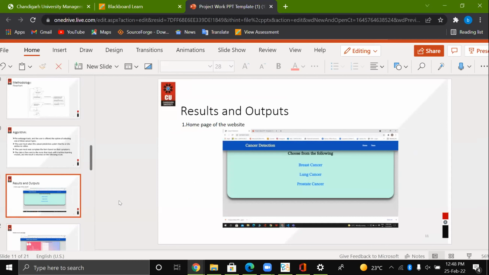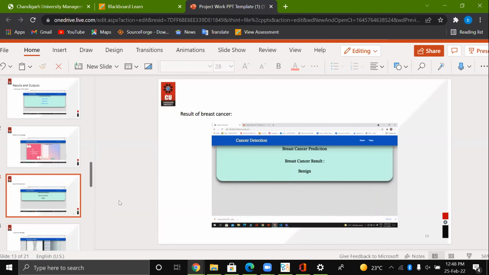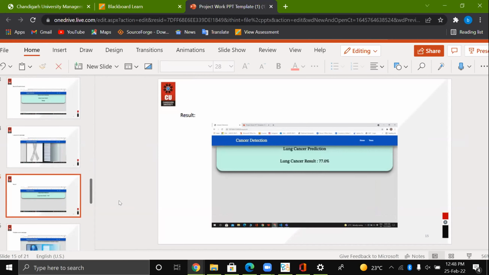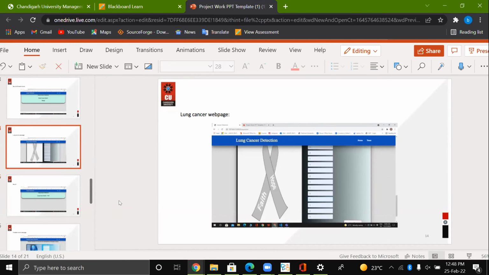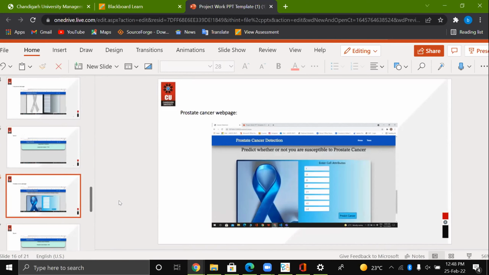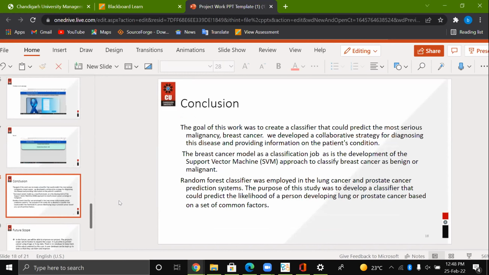Now the results we got. Firstly, we have to choose one of the given cancer types about which we want to know the prediction. Now we have to enter cell attributes. Now it shows the prediction. Then we have to enter data for lung cancer detection, and it shows the lung cancer prediction. Now we have to enter data for prostate cancer detection, and it shows the prostate cancer result.